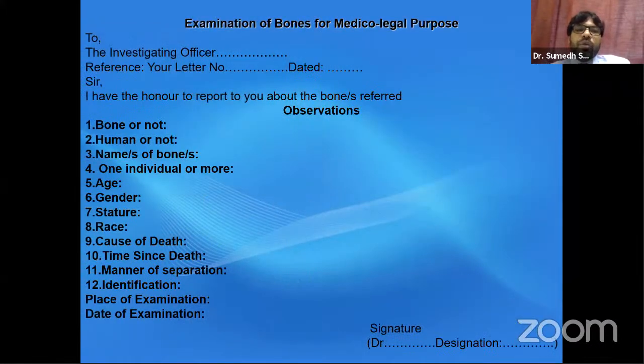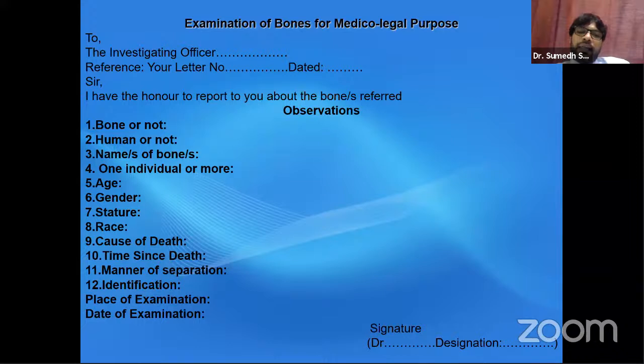Mainly what we have seen is that whenever a report comes, the police personnel are asking us to examine the skeletal remains. They are asking in the form of these 12 questions. What are those? These are the steps we have seen. Whether it is bone or not. Then, if it is bone, whether it is of human origin or of certain other species. Then, if the bones are of human origin, what are the names of the bones? Which bones are those?